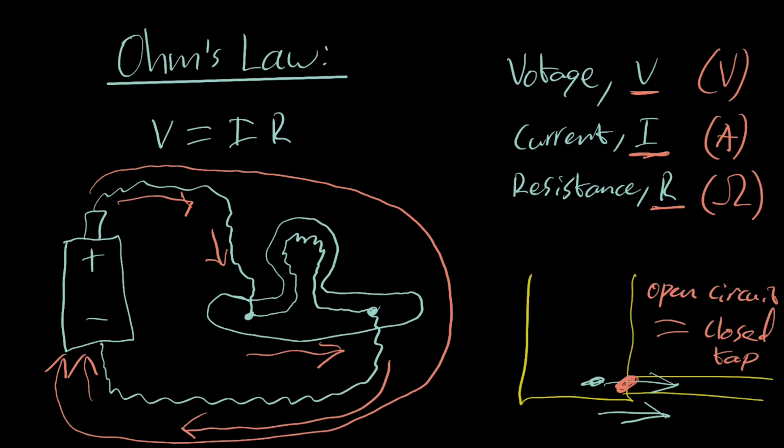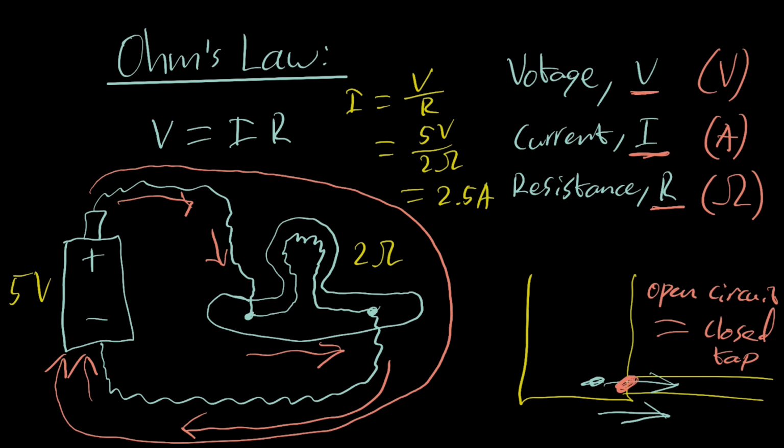Now let's quickly just do an example of Ohm's law by calculating what the current would be inside the circuit. So let's say this battery has a voltage of 5 volts and the resistance of this light bulb, let's say, is 2 ohms. So we earlier saw that the current is equal to the voltage divided by the resistance, which would be 5 volts divided by 2 ohms, giving a current of 2.5 amps.